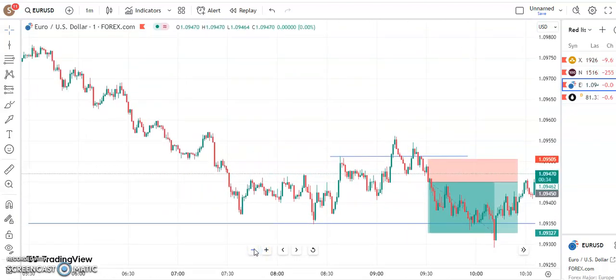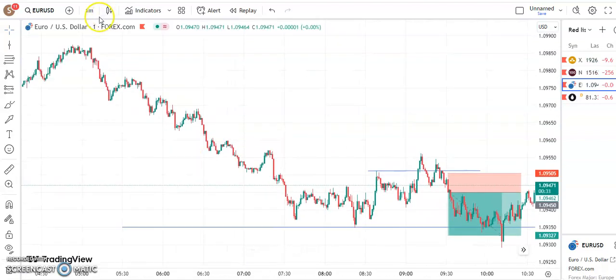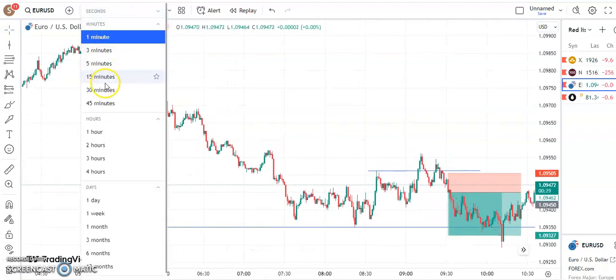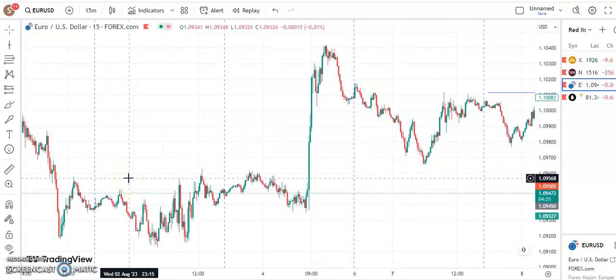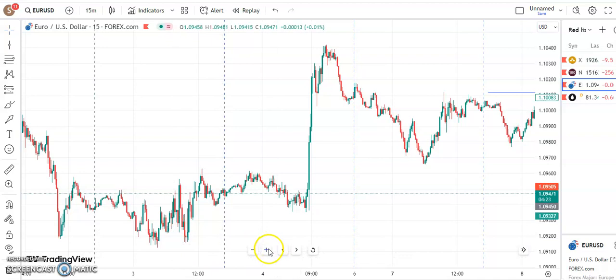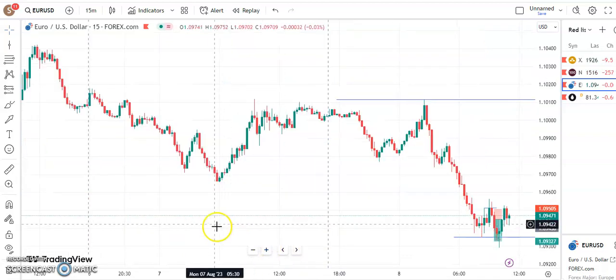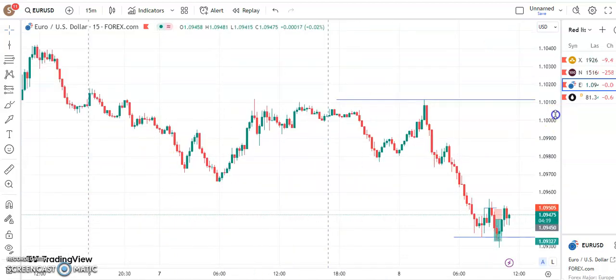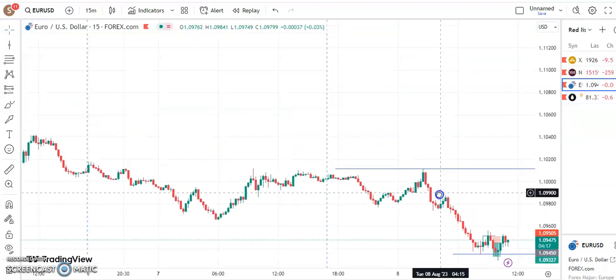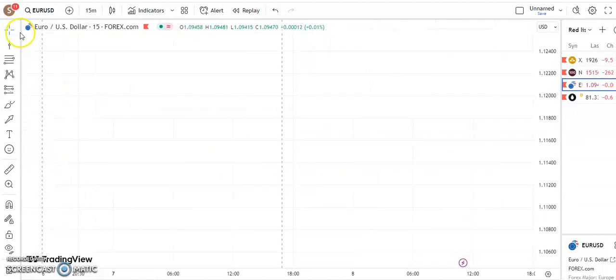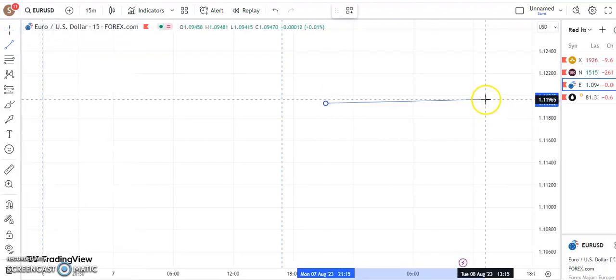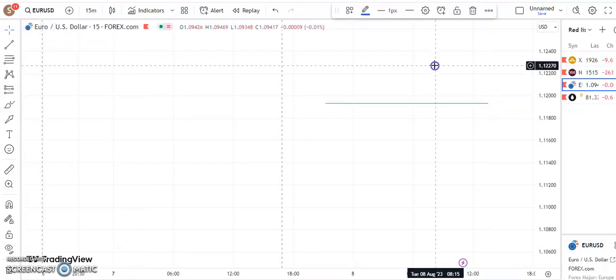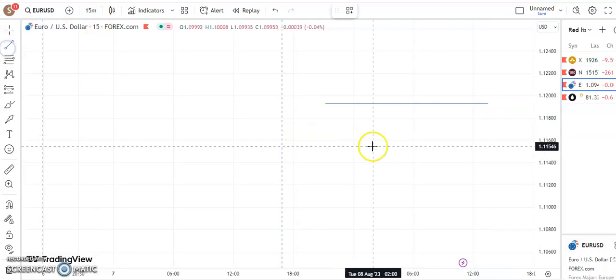Let's jump into it. So this strategy is simple. It capitalizes on the high of the session, low of the session, high of the day, low of the day, and this is how it works. So assuming we have our high of the day here, and we have the low of the day.